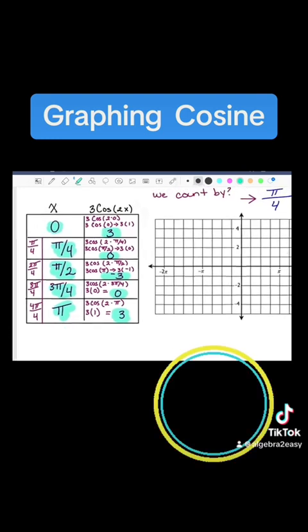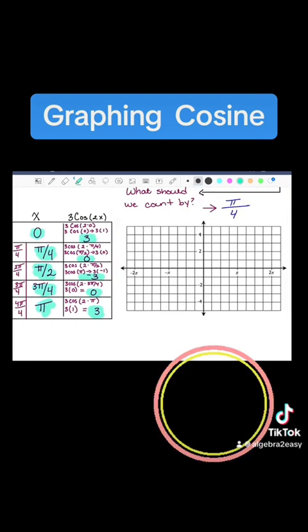Now we can go ahead and plot our points. Let's start with (0, 3). Pi over 4 and 0. Again, I'm not sure where pi over 4 is, so I'm going to go ahead and graph pi over 2. Pi over 2, -3. I remember that pi over 2 is right in the middle of 0 and pi. Not sure where 3 pi over 4 is, so I'm going to skip it and go to (pi, 3).